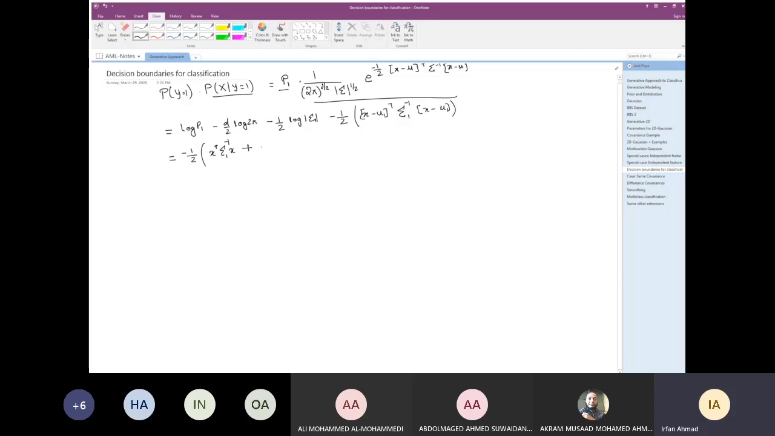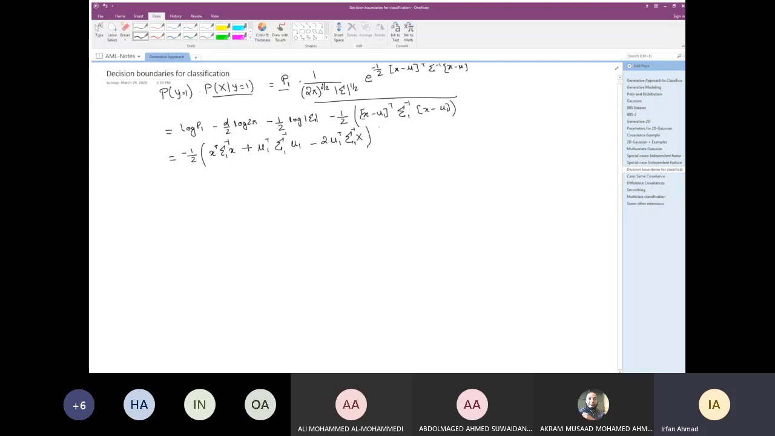So this one becomes mu1 transpose sigma inverse mu1. And then we have these internal two terms of mu transpose sigma inverse X, right? So we have two of them. So we have two mu1 transpose sigma 1 inverse X. Is this right? Again, if I make a mistake, please correct me. Okay. So this is what we have.